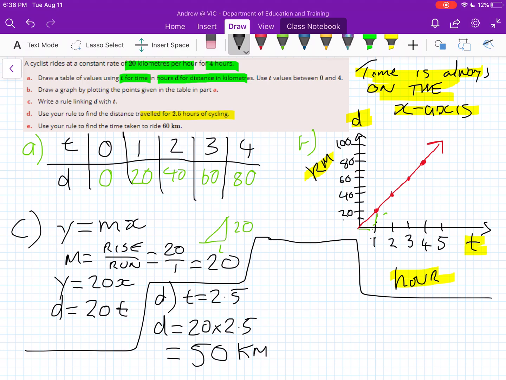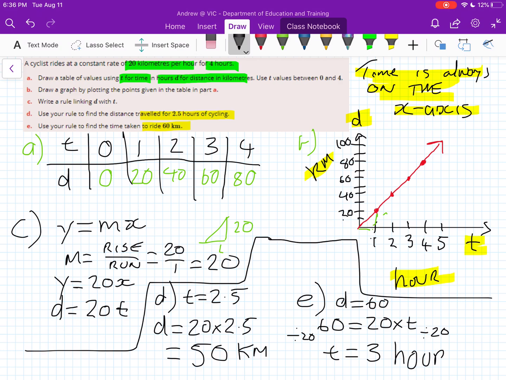Okay, and then finally, E, use the rule to find the time taken to ride 60 kilometres. So they've ridden 60 kilometres, now you need to work out time. So we just need to substitute D is equal to 60 and solve for T. Okay, so 60 is equal to 20 times T. Okay, so we divide both sides by 20. T is then equal to 60 divided by 20, which is equal to 3, and our time is in hours.